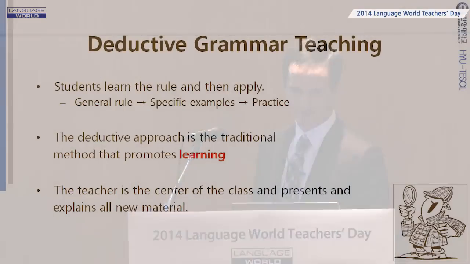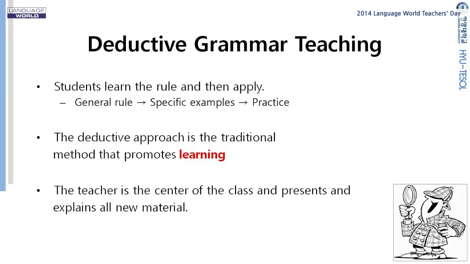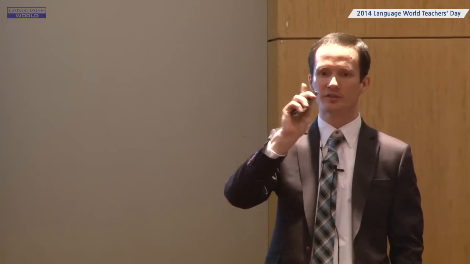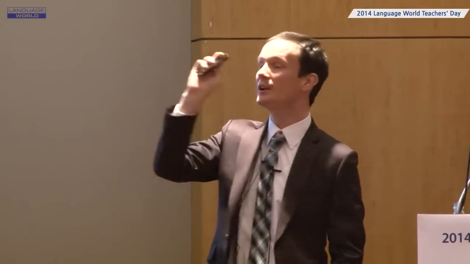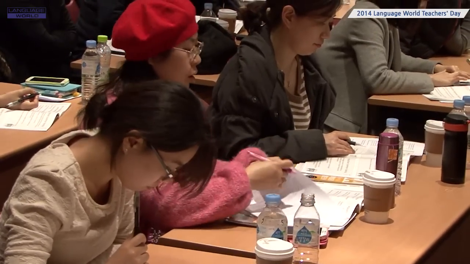Okay. So deductive grammar teaching, we mentioned, I already actually talked about this. We go from general rule, specific examples, to practice. Deductive approach is the method that promotes learning, not acquisition. So the deductive approach doesn't promote acquisition. It only promotes learning about English. Not being able to use English for authentic purposes, but only learning about English.